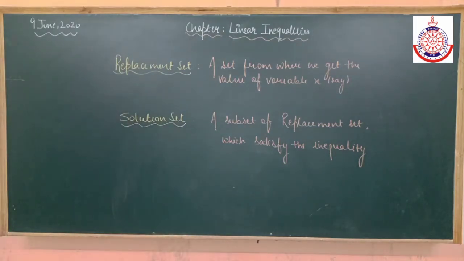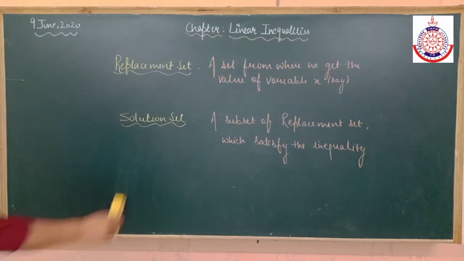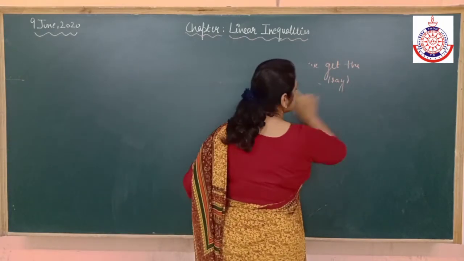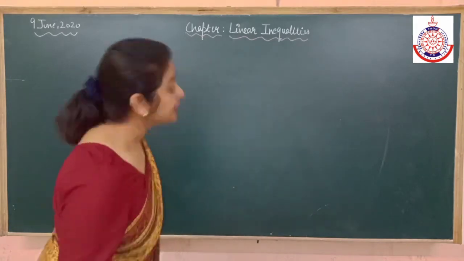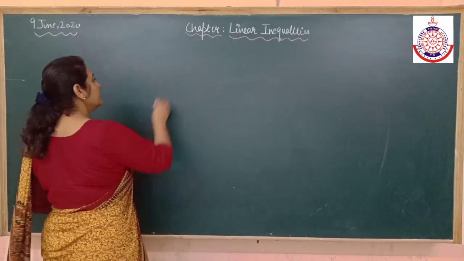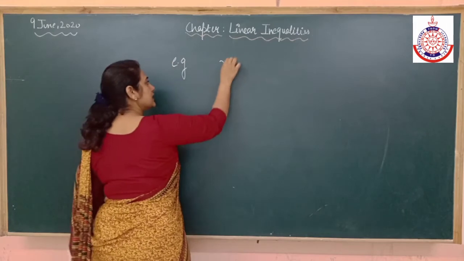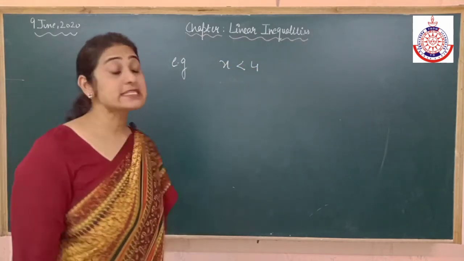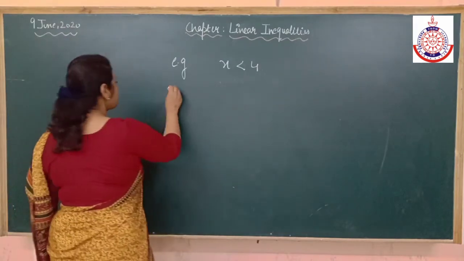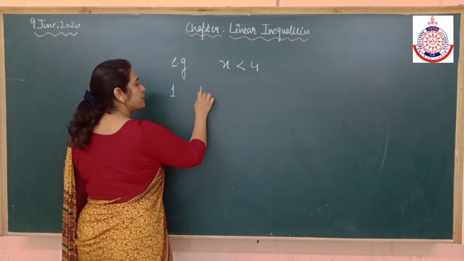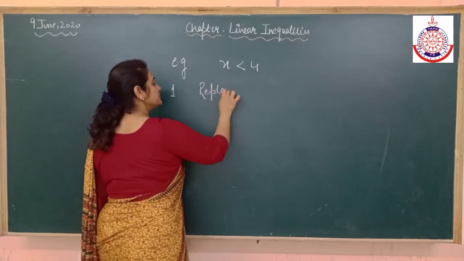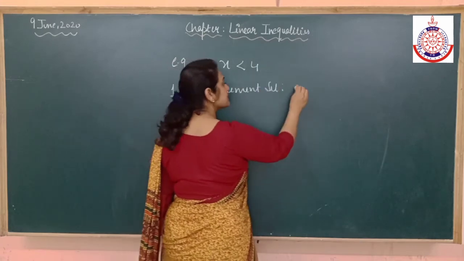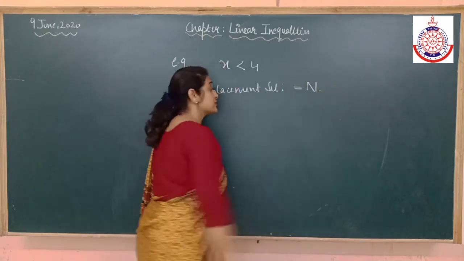Let's see an example. Say I have a linear inequality, x less than 4. Alright, my inequality is x less than 4. Now first, the replacement set is given to me. Say that is the set of natural numbers.